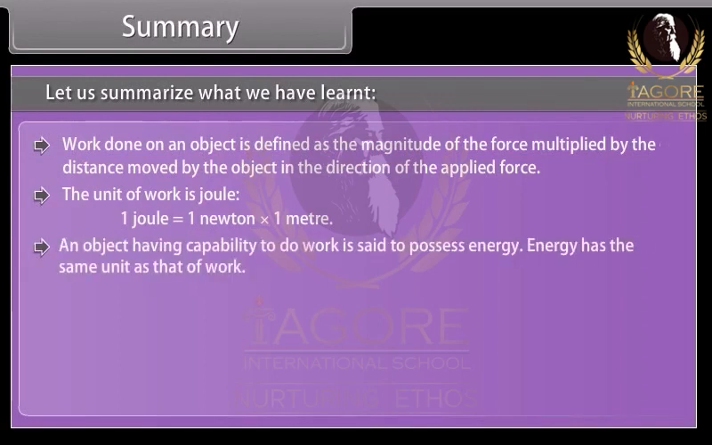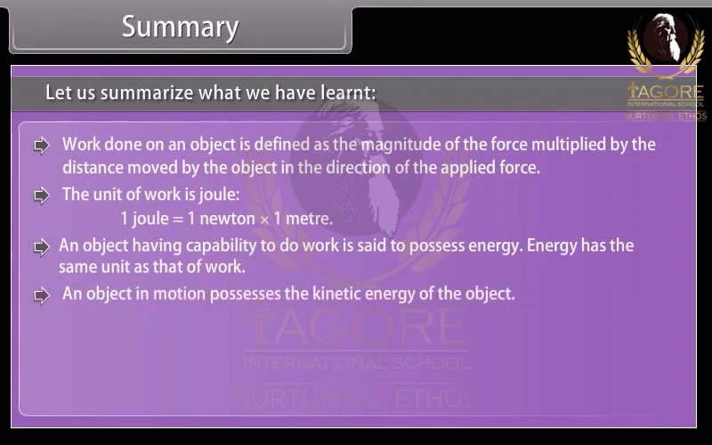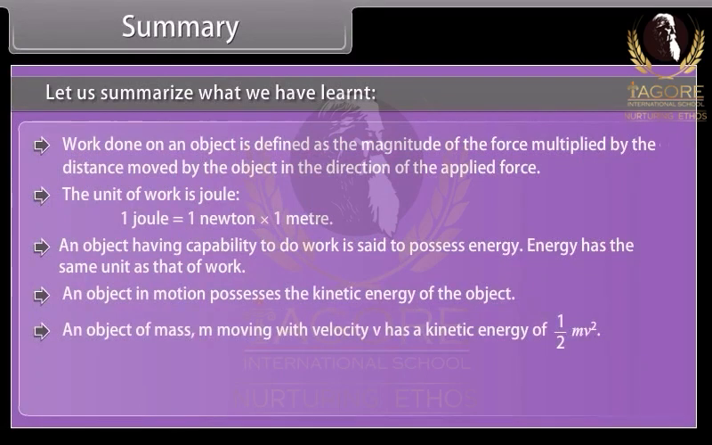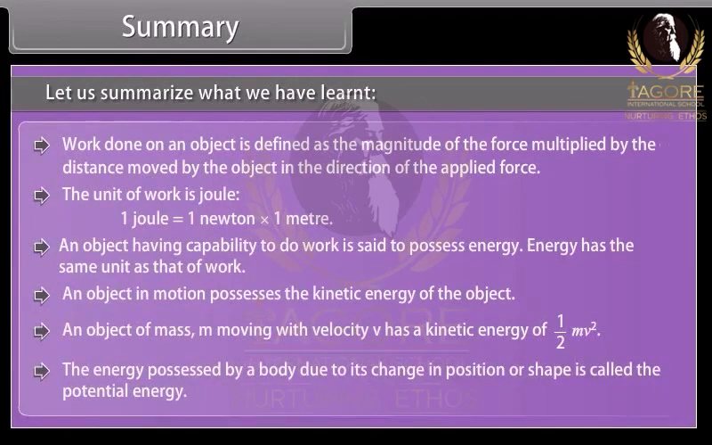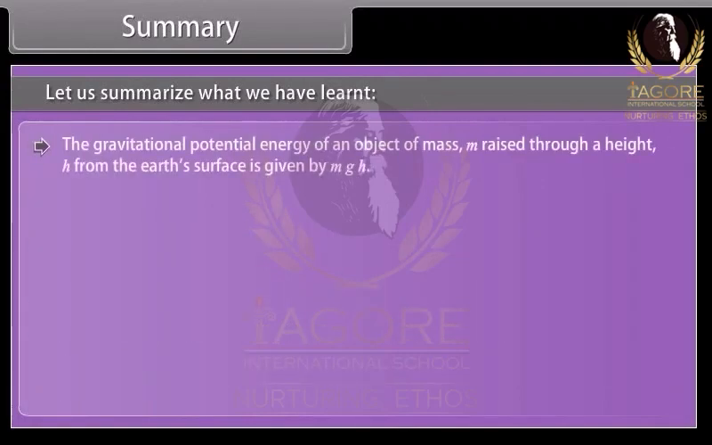An object having capability to do work is said to possess energy. Energy has the same unit as that of work. An object in motion possesses kinetic energy. An object of mass m moving with velocity v has a kinetic energy of 1/2 mv². The energy possessed by a body due to its change in position or shape is called the potential energy. The gravitational potential energy of an object of mass m raised through a height h from the Earth's surface is given by mgh.